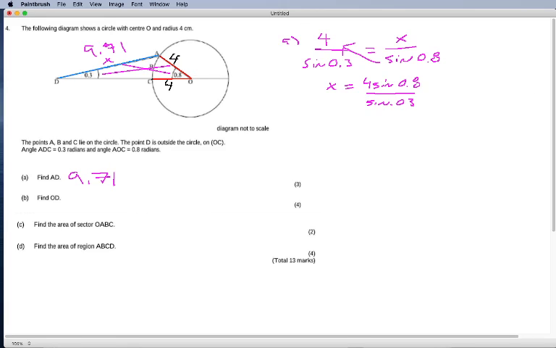Next, it wants us to find OD. So for OD, I'm going to use a different color, and I'm going to go from here all the way out to there. So that's our green line. I'm going to try and find it in green. So B. And now that I have some extra sides, I can try to figure this out.